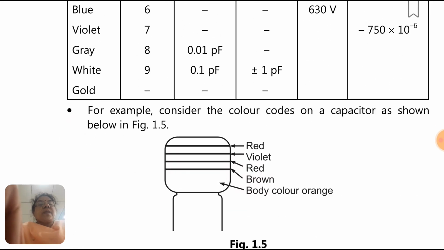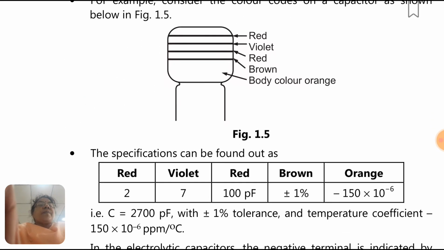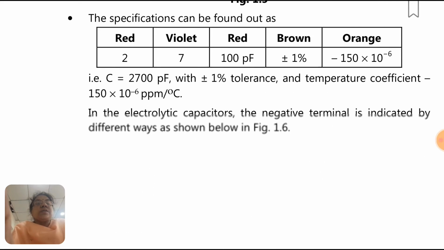Okay. So if the capacitor is given with red, violet, red, brown and the body color is orange, what should be the capacitor value? For red it is 2, for violet it is 7. For red again it is 100, so multiplier 100 picofarad. For brown the tolerance is plus or minus 1%. And for orange it is the temperature coefficient, 150 into 10 raised to the power minus 6 ppm per degree Celsius.